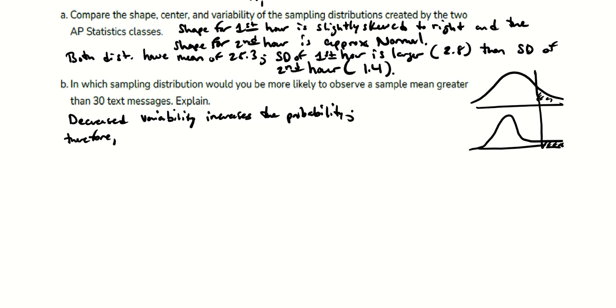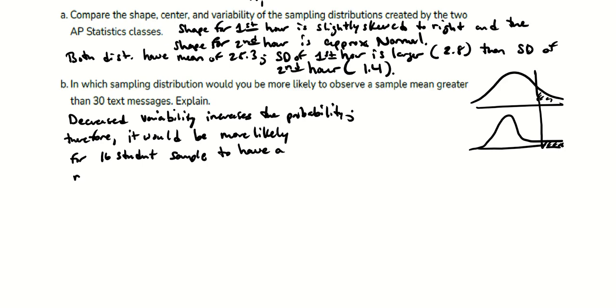Therefore, it would be more likely for the 16 student sample to have a mean greater than 30 than for a sample of 64.